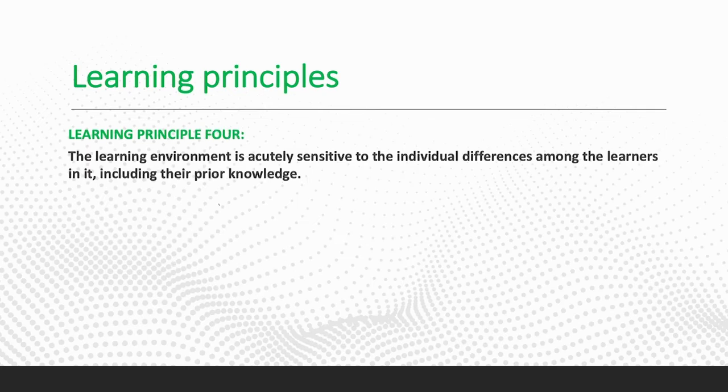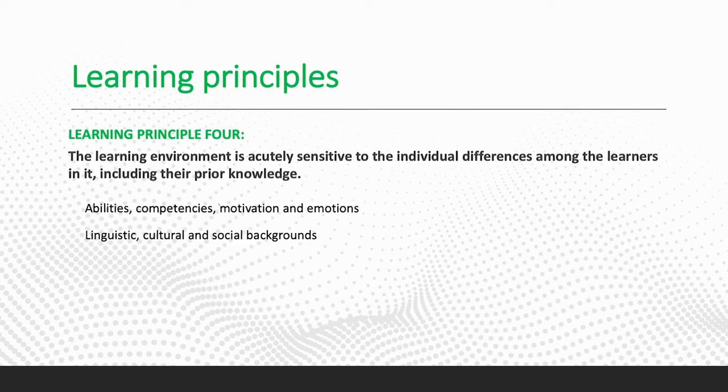Then we come to learning principle 4. The learning environment is acutely sensitive to the individual differences among the learners in it, including their prior knowledge. Students differ in their abilities, competencies, motivations, emotions, but also in their linguistic, cultural and social backgrounds. It is a challenge to be sensitive to these differences, for they affect learning significantly.